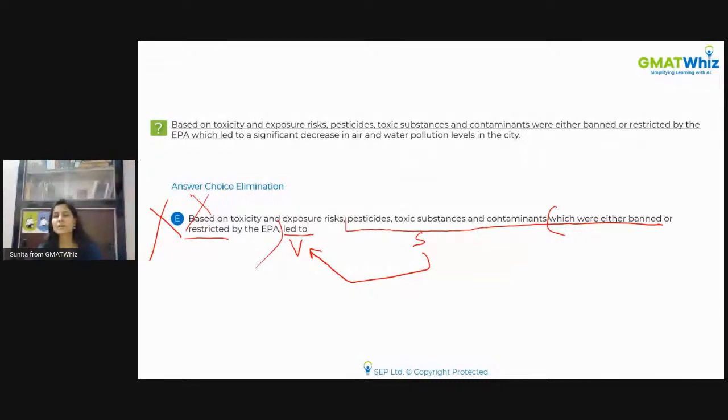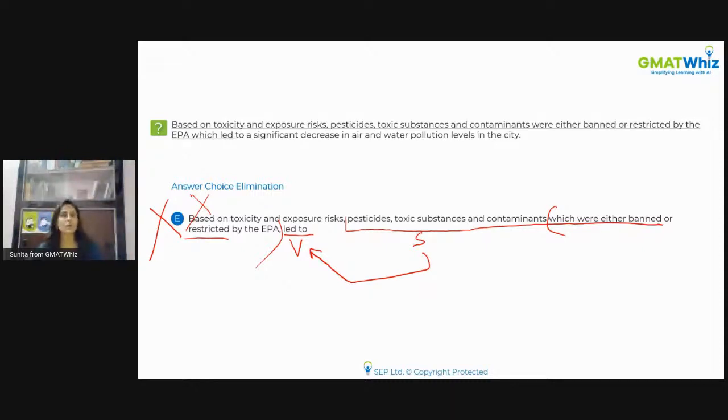Because all the elements were correctly used. Pesticides, the full bona fide verb of the main subject is okay. So you're asking the bona fide verb of the main subject? It is "were either banned or restricted." So the helping verb is "were," and "banned" and "restricted" are the two verbs. Okay, so with that, I'm just going to move to the next question.